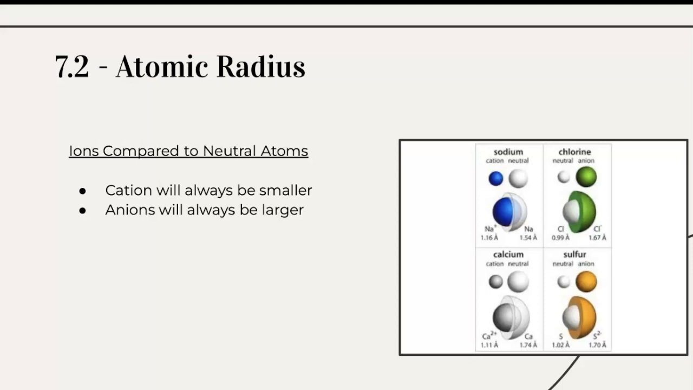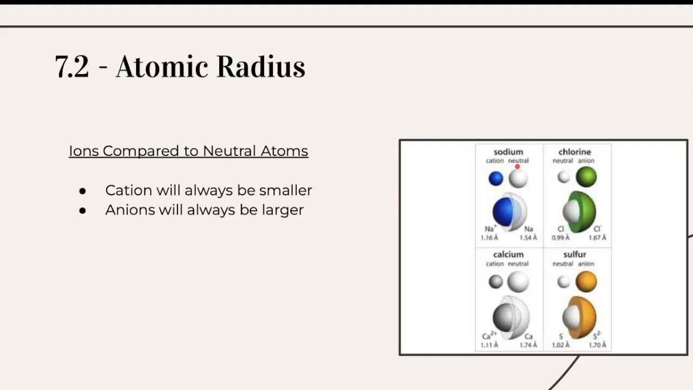Since it's the same element with the same amount of protons, when you lose one electron, there will be less electron-to-electron repulsion, and the charge of the nucleus will become more apparent due to that loss of repulsive force. You can even see that in the sodium atom. Its cation is smaller than its neutral.